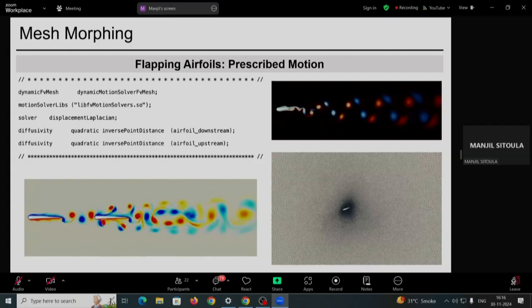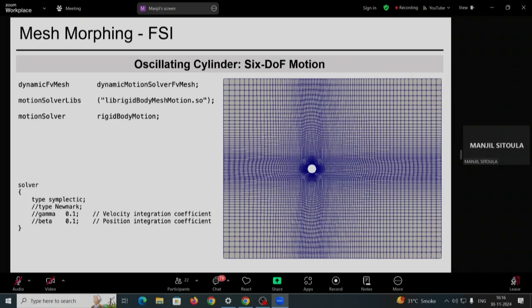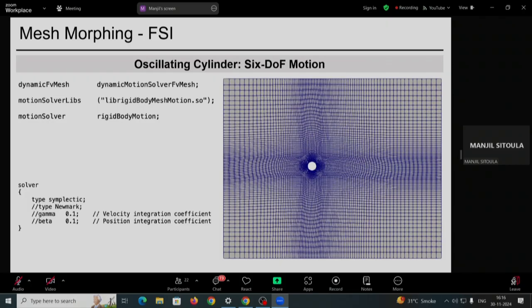So the last one is the six degrees of freedom motion. So whenever there is a fluid structure interaction, that is, the flow will induce the body structural deformation in the body, or the flow might induce the cylinder to move, or the body to move. In these cases, we need 6-DoF body motion. So when the body is moving due to the force of the fluid that is flowing over it.